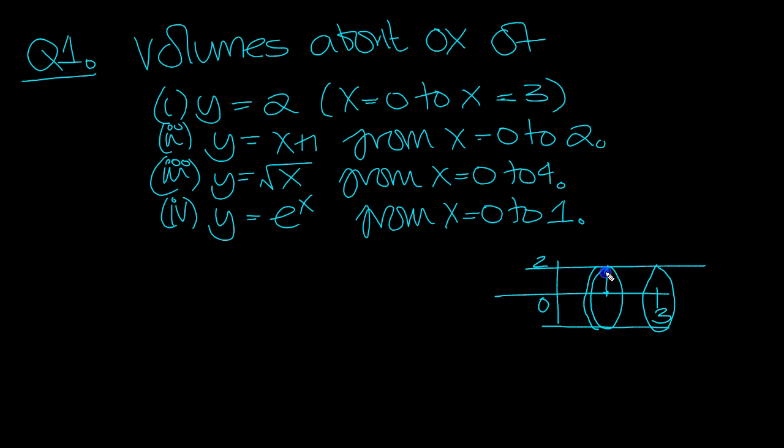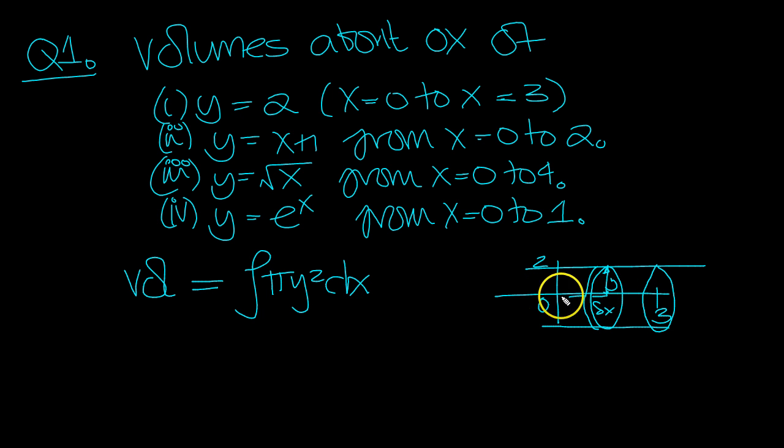The height is the y value, of course. That's the height of the function. The thickness is delta x. So the volume, as we've said above, is integral pi y squared dx, isn't it? Sum these cylinders from 0 to 3.